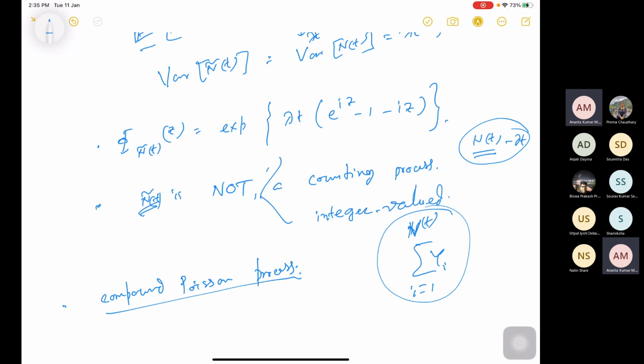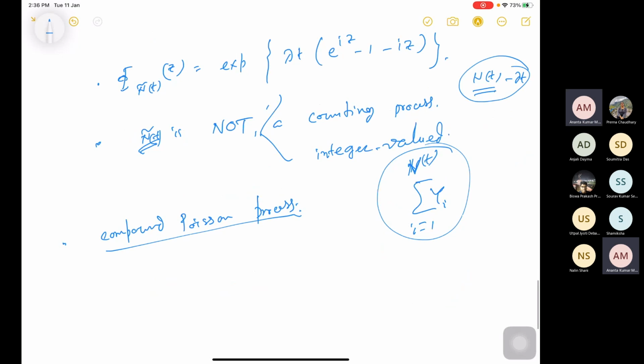So what I'm saying is that for the Poisson process, only one event occurs at an instant. But if several events can happen simultaneously, then we call it the compound Poisson process. So in particular, I put it as a definition. Is it clear what the compound Poisson process is?